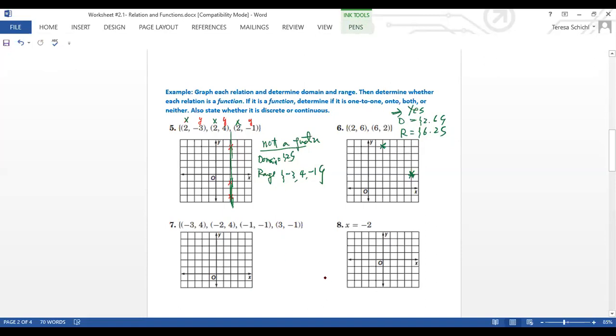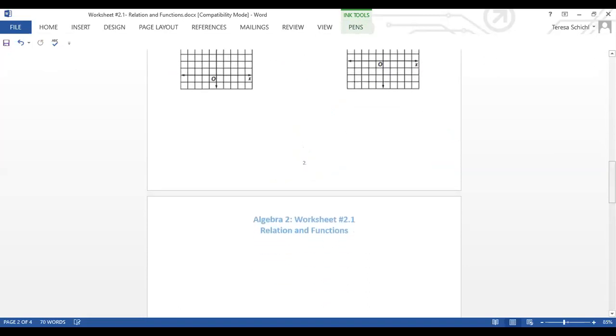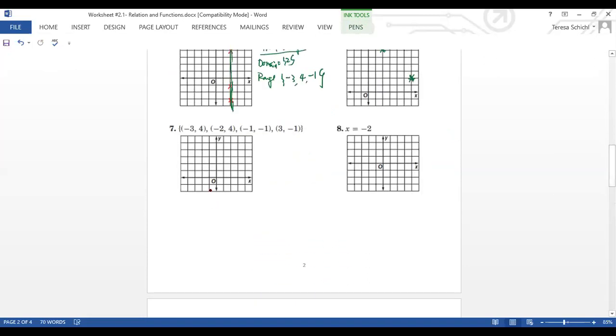-3. Okay, so here, let's see. -3 and 4. (3, 0) is here: 1, 2, 3. -3 and 4: 1, 2, 3, 4 here. -2 and 4. -1 and 1. -1 is here. 3, -1: 1, 2, 3, then -1.